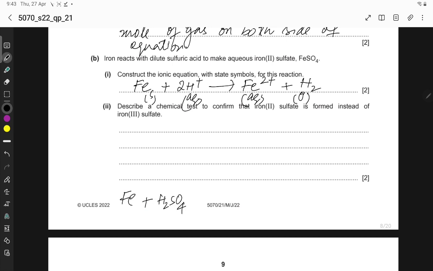H2SO4 to form FeSO4 plus H2 gas. This is aqueous and solid. The sulfate are same ions on both sides, so sulfate ions are cancelled out, and this is the ionic equation for this reaction.